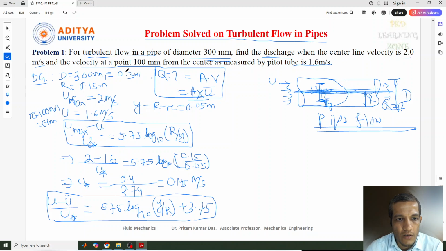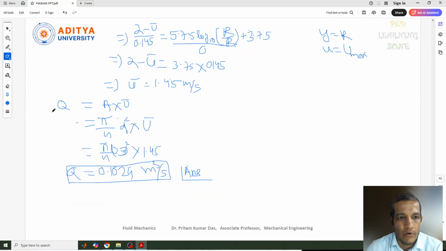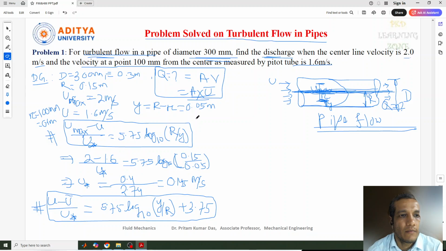So the question is very simple. We just need to remember this formula and this formula, because finally we require u bar. U bar is related to this formula, and the unknown here is u star. We can get u star from this equation using maximum velocity and velocity at any point. Once you find this, we can go for the other equation, and finally implement the value in the discharge equation. I hope you understand this problem solving.